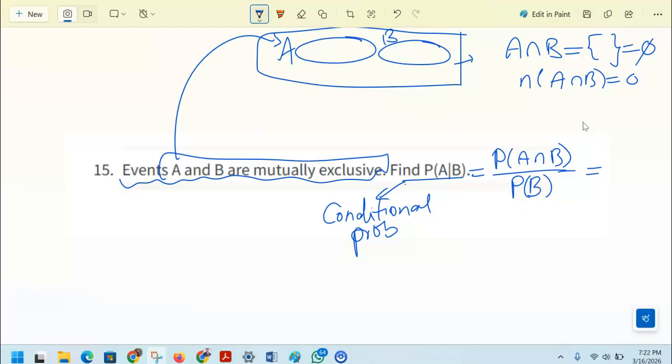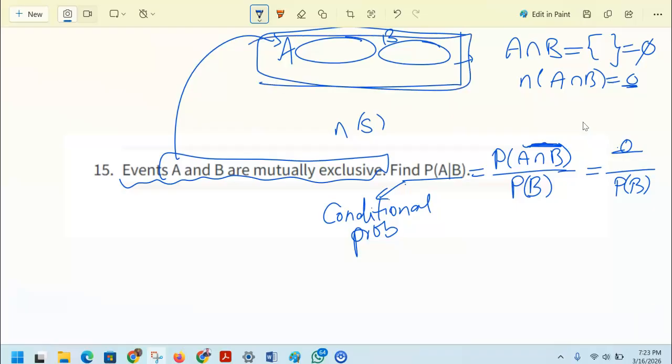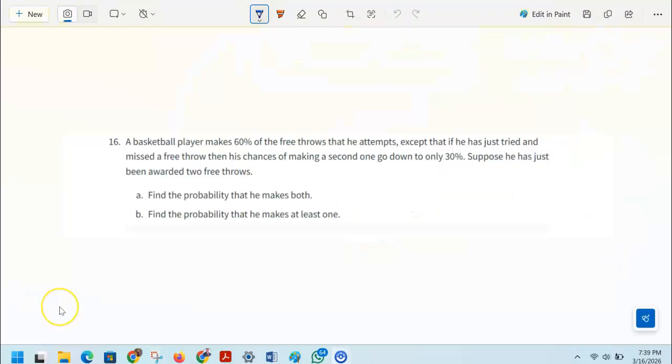Now the denominator, the probability of B, stays the same, but we know that for A and B there's nothing here. So this basically means it is 0 divided by the whole sample space, maybe n uppercase, whatever that is. So this is like n. So that means it is 0 divided by the probability of B, and this answer ends up being 0, and you're done.